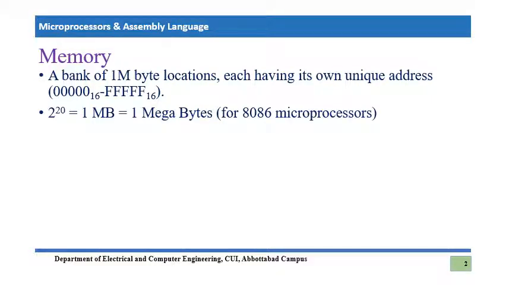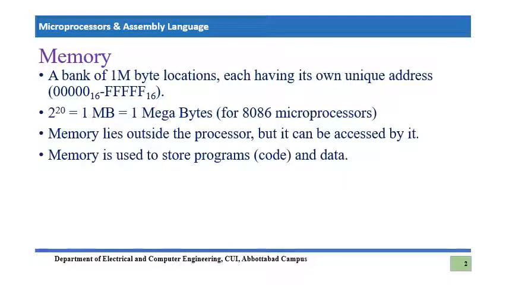This number of locations, 1 million, was calculated by raising 2 to the power of the number of bits present in an address. Since the address was 20 bits long, 2 to the power 20 becomes 1 million bytes. We did the same calculation in the last lecture. If any of you have some confusion, you can clear it by reviewing that particular lecture.